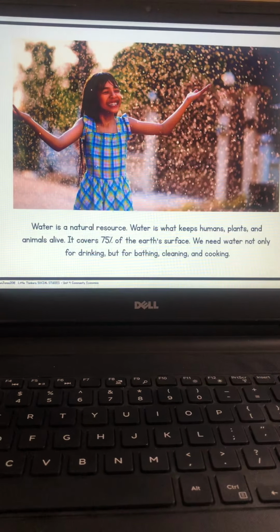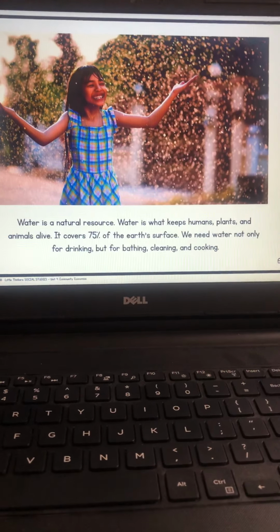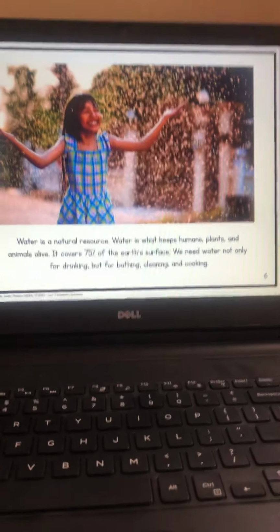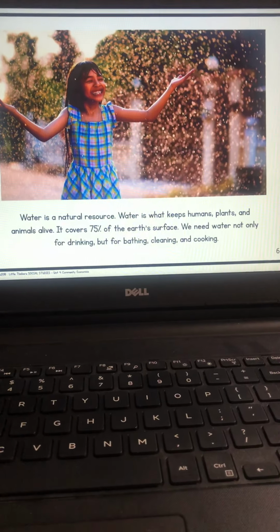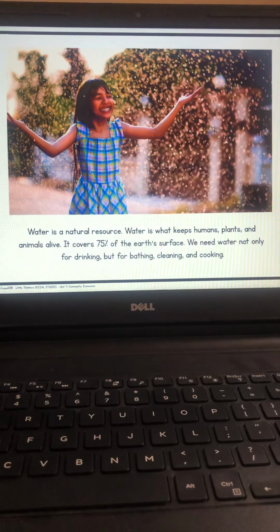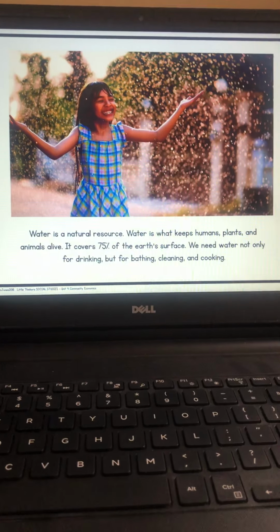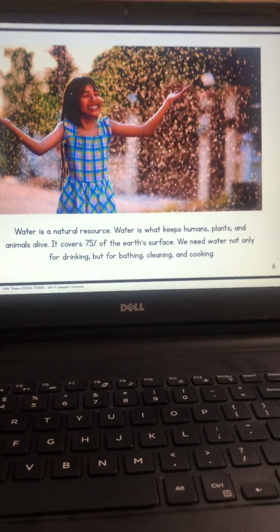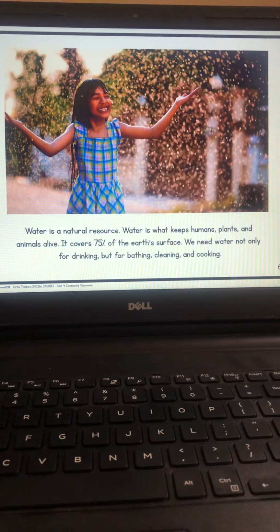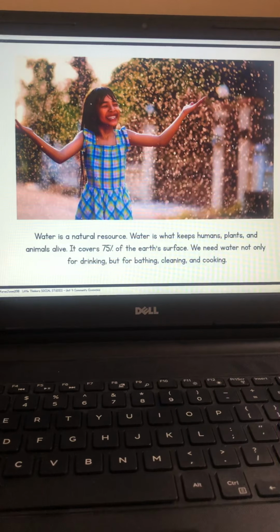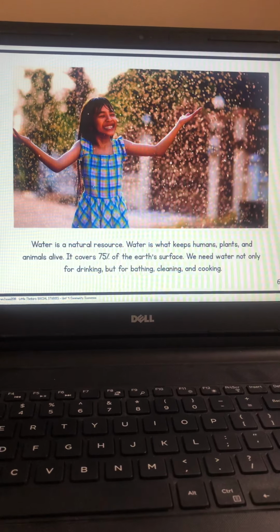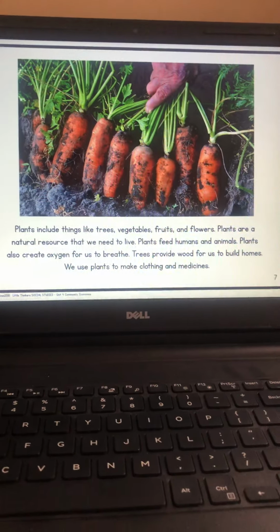Water is obviously a natural resource. It keeps all life alive, whether that's people, plants, or animals. It covers 75% of the Earth's surface. So that means most of the Earth's surface is actually water. That's just how big our oceans are. We need water not only for drinking, but we also need it to take a bath, to clean things, to cook. So water obviously is a basic need. It's extremely important, and it's a natural resource.